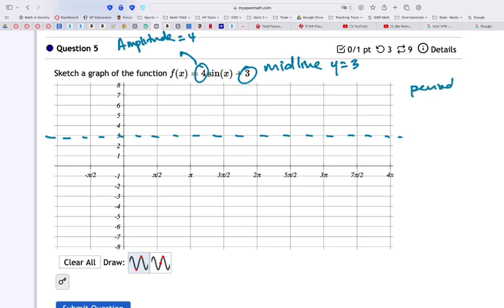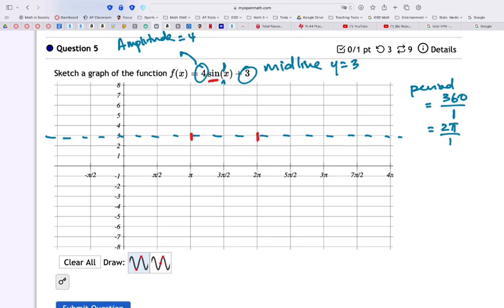The midline is 3. So the period, now this is a bit tricky. For the period, we usually take 360 degrees divided by the number in front of the x. But here there's no number, so it's 1. Then we divide 360 degrees by 1, which means that in 360 degrees, it will finish one cycle. But if you look at the axis here, the x-axis is not in degrees, it's in radians. So 360 degrees is 2 pi, so 2 pi over 1. So we set it at 2 pi.